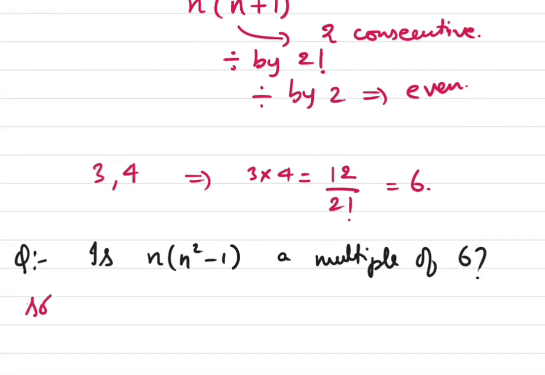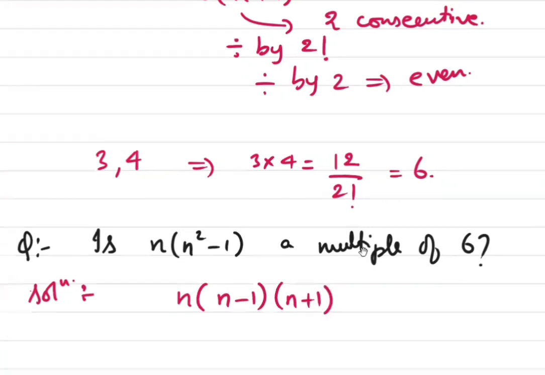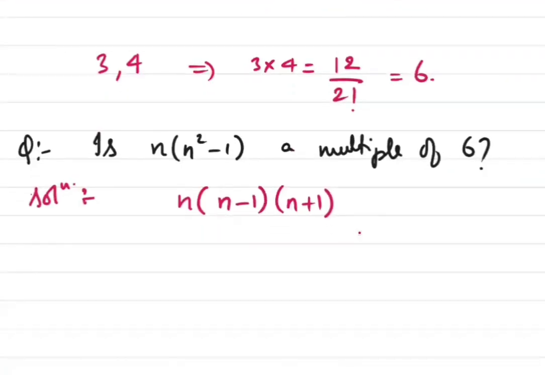Okay, so the solution is, can we write n into n square minus 1 as n into n minus 1 into n plus 1? Okay, so these are three consecutive numbers. So three consecutive numbers, using the theorem or the result over there. These are three consecutive numbers, isn't it? n into n plus 1 into n minus 1.